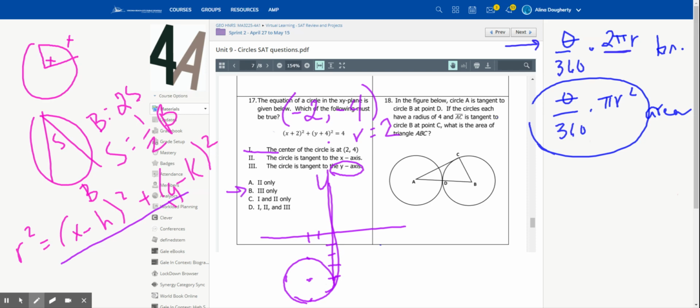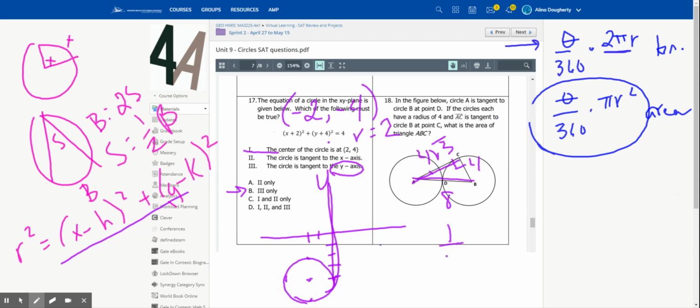In the figure below, circle A is tangent to circle B at point D. So we know this is a right angle, and each circle has a radius of 4. So this is 4, and this whole thing is 8. So automatically I'm thinking 30, 60, 90. So 30, 60, 90. This is 4 square root of 3, that side right there. What is the area of the triangle ABC?